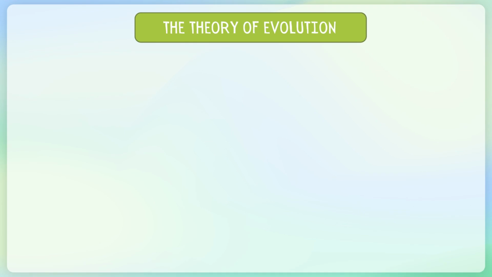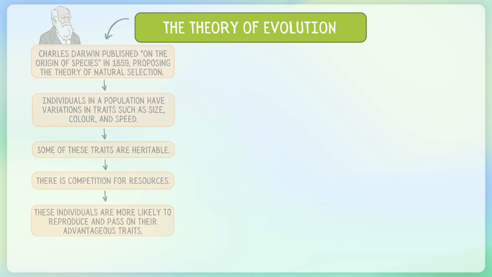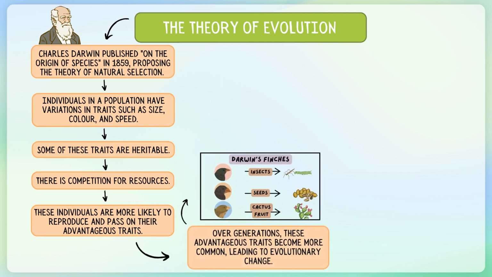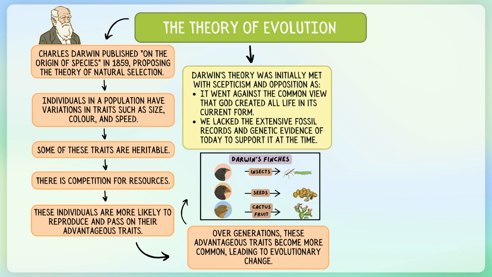In today's lesson, we delved into Charles Darwin's theory of natural selection and discussed why it faced challenges during its inception. According to Darwin, organisms with advantageous traits are more likely to survive and reproduce, passing those traits on to subsequent generations. Over time, this process results in the evolution of species. We also addressed why Darwin's theory was initially met with skepticism and opposition. The scientific community lacked the extensive fossil records and genetic evidence that we have today, making Darwin's ideas seem controversial and unsupported at the time.